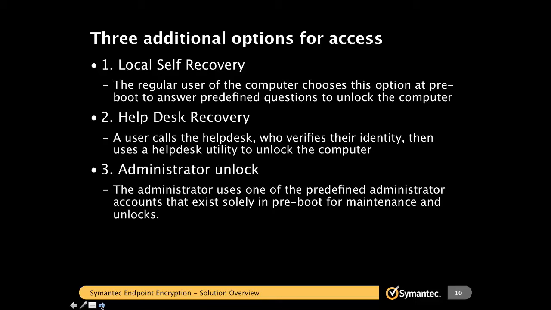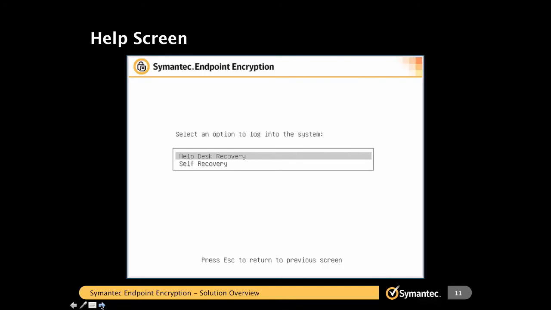The third method is primarily used by administrators. It is the administrator's unlock. It revolves around the idea that built into that pre-boot environment, there are administrative accounts that are used for unlocking the system, for any type of maintenance that needs to be done, or any of the command line functions of the encryption.